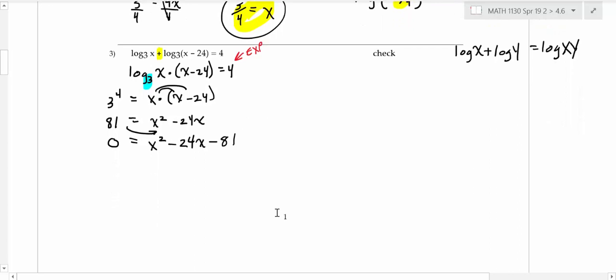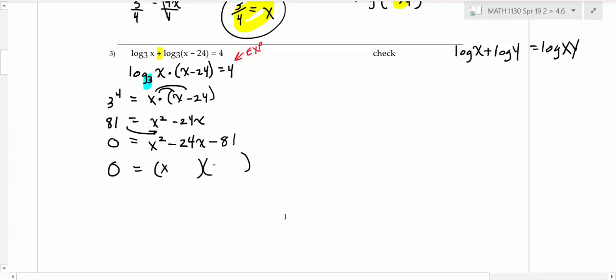And I think this one factors. Sometimes they will, sometimes they won't. Okay. All right, any questions so far? Okay, so I'm using that log property. That's kind of the key, is the sum of the logs is the log of the quotient, or not the quotient, the product.